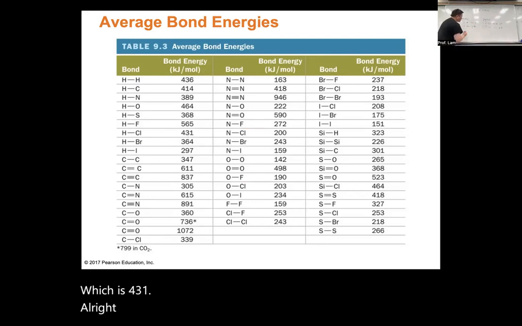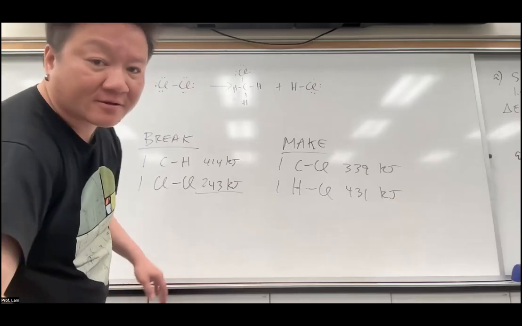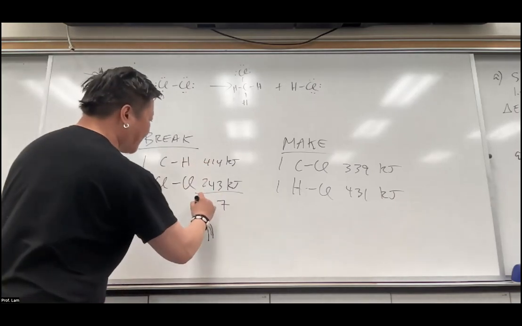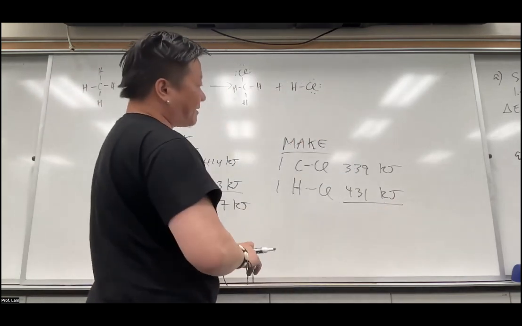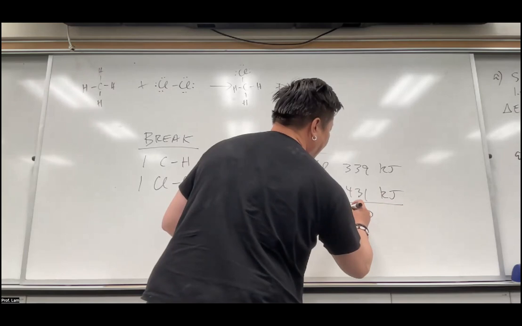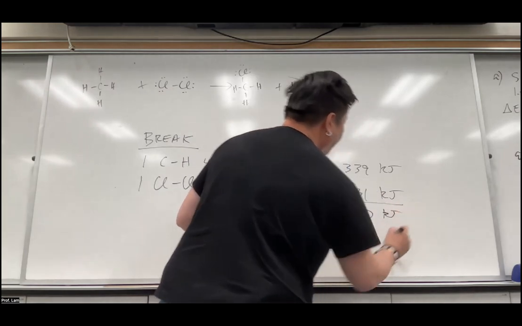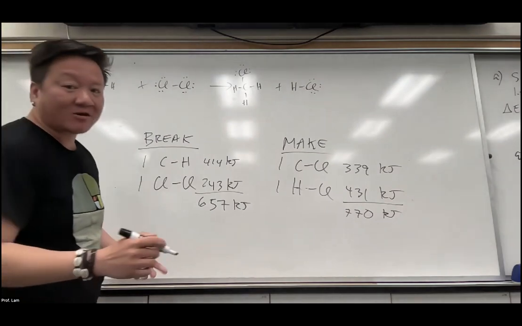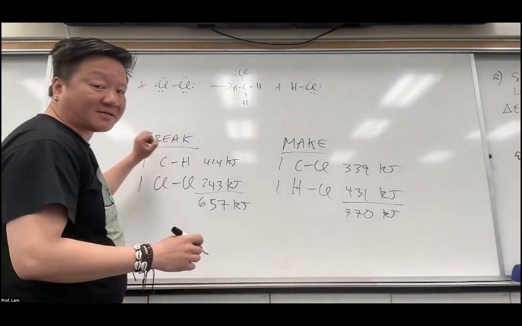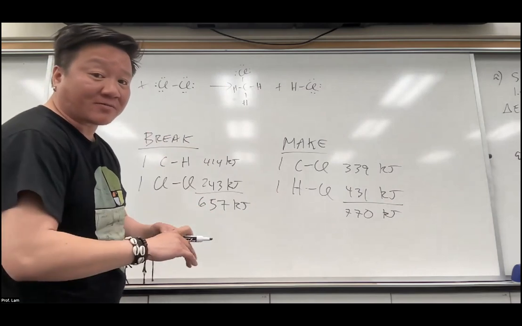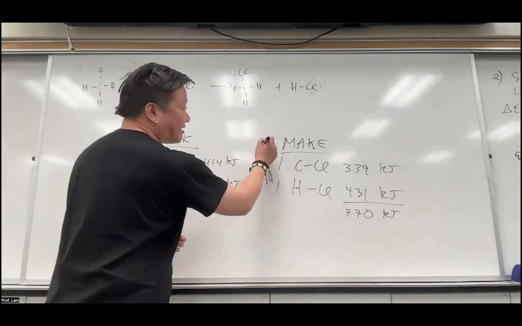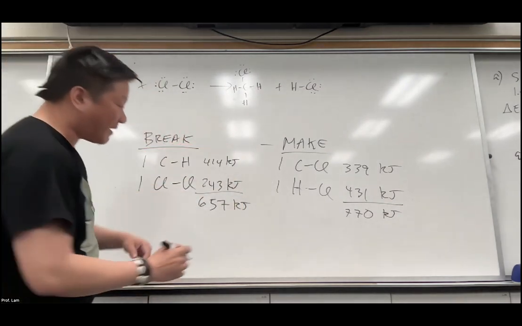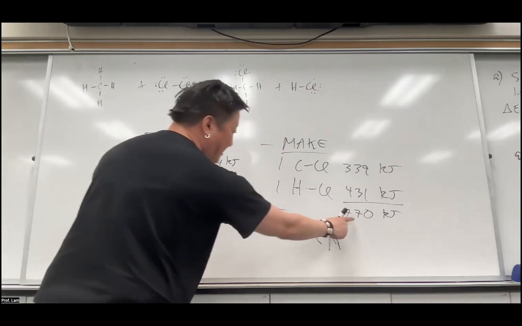All right, and then you just sum it up. What's the total for breaking? Total for breaking is 657 kilojoules. Okay. The total make bond is 770 kilojoules. And then remember how it goes. Breaking is endothermic, so it's positive. Making is exothermic, right? So when you break a bond, you require energy. But when you make a bond, you get energy back. So energy comes out. So this will be break minus make, which means you do 657 minus 770.